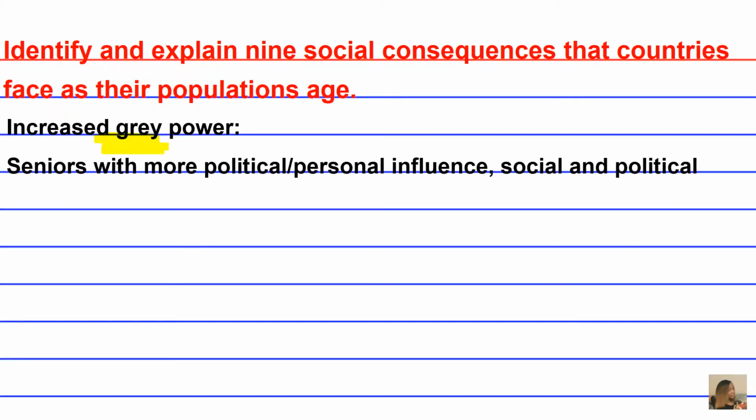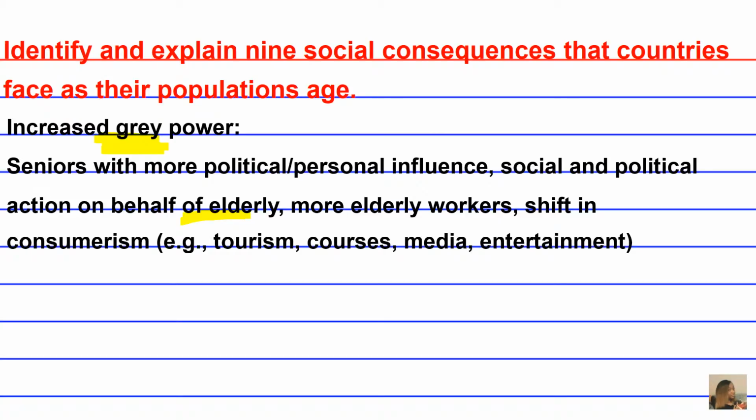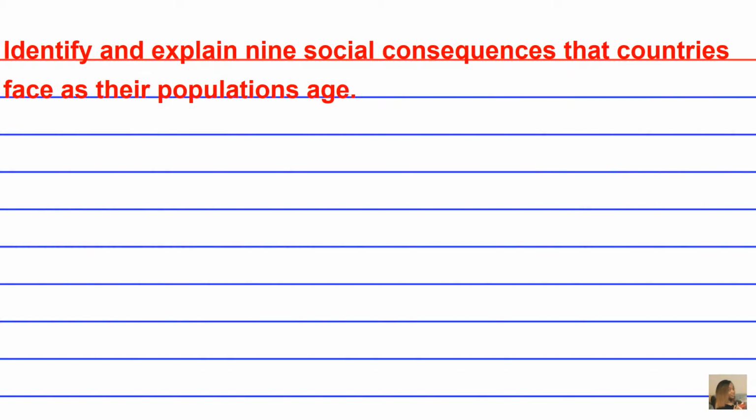Well, seniors have more political personal influence. Social and political actions are taken on behalf of the elderly. There are more elderly workers, and there's also a shift in consumerism, such as tourism, courses offered at colleges, technical institutions, the media and entertainment things are geared toward a more older population.